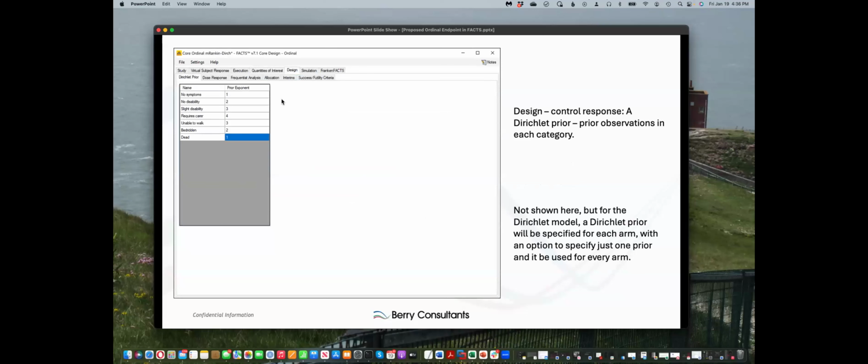Then, as Todd has already shown, once we get to the design tab and we start to specify how the design is going to work, you will always specify a Dirichlet power for the control arm, because that's necessary even for the proportional odds. If the model is the Dirichlet-based model, then you will also specify independently and possibly separately Dirichlet priors for each arm, although there will be an option to say you want to use the same prior for all of them, and then you just have to enter it once.